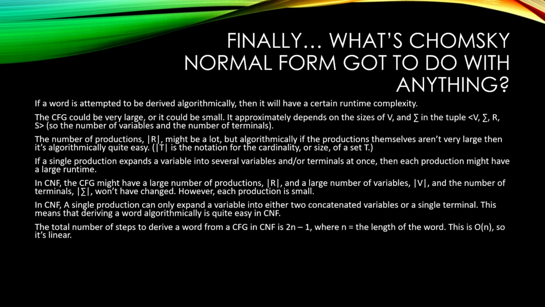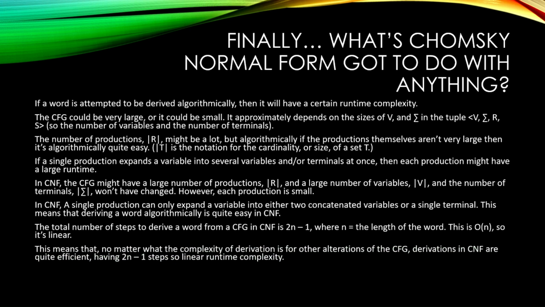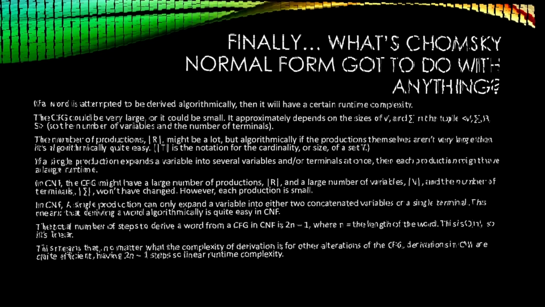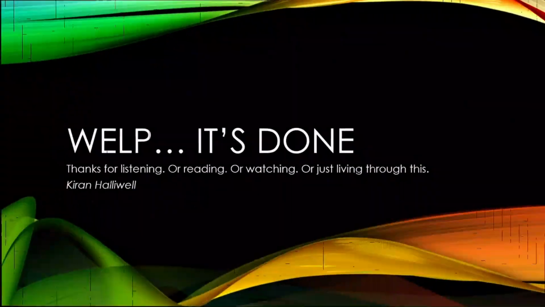The total number of steps, I'm not going to prove that here, but as a general rule, the total number of steps to derive a word from a context-free grammar in Chomsky normal form is 2n minus 1, where n is the length of the word, so the number of terminals that we want to end up with. This is linear, O(n). So no matter what the complexity of derivation is for other forms of context-free grammar, in Chomsky normal form, it's always 2n minus 1, so it's relatively efficient. That is everything. It's done.